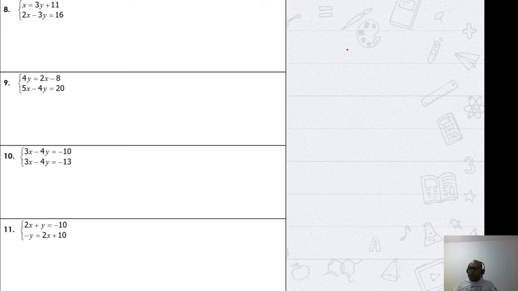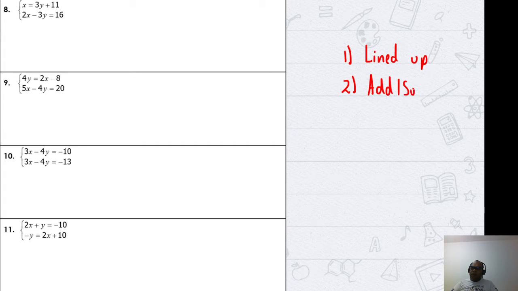Remember the steps. Step number 1, line up. Remember to line up all the numbers: the x below the x, y below the y, number below the number. Okay, nice. Step number 2, add and subtract.